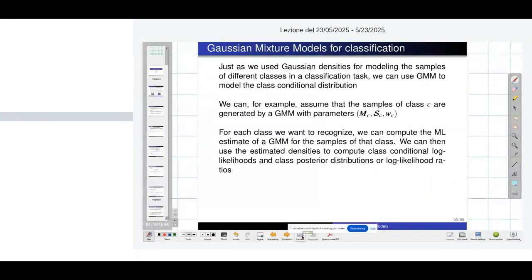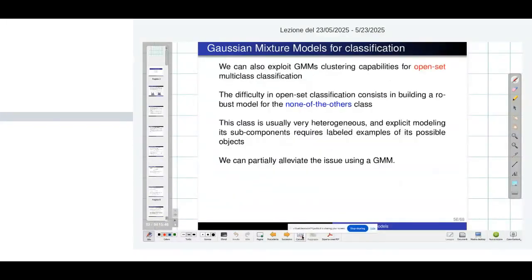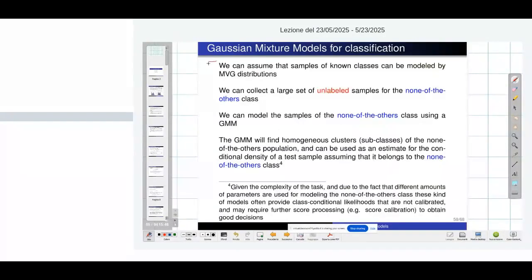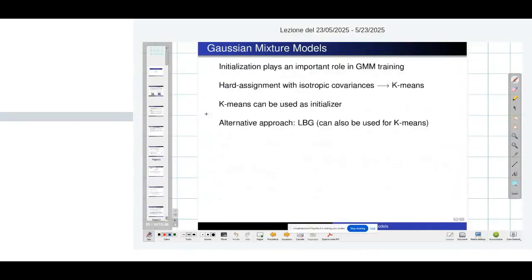But what we still need to do is, we'll say this in a moment, we still need to say how to initialize the model.